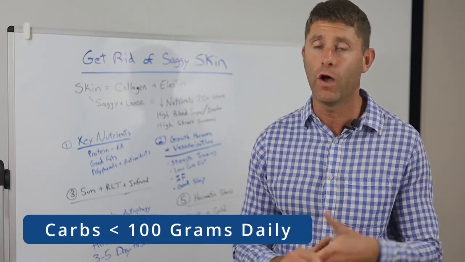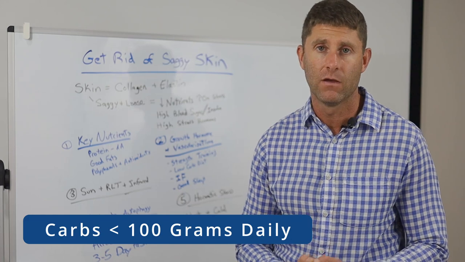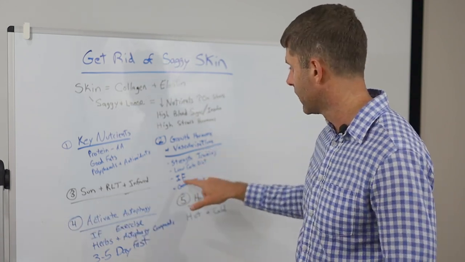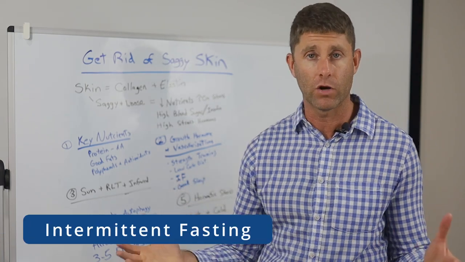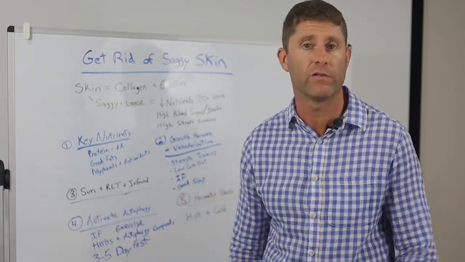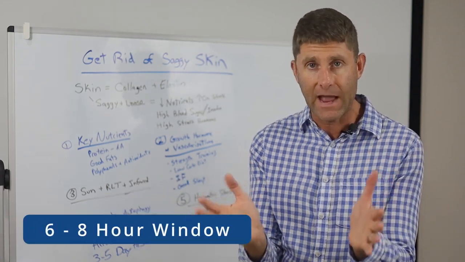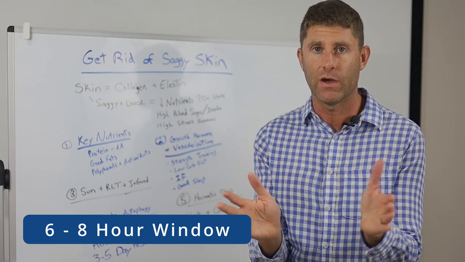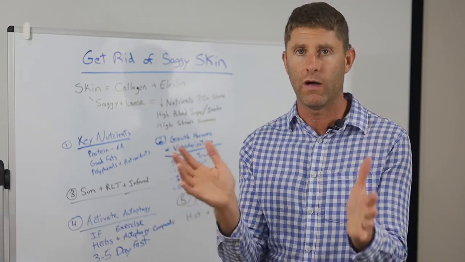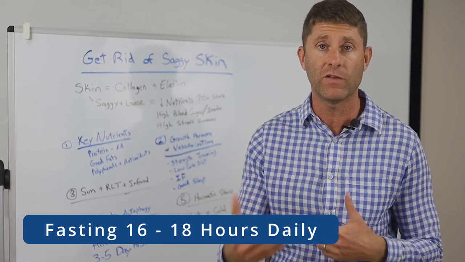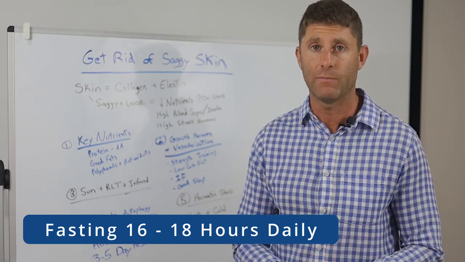Try to keep your carbs under 100 grams daily, and you're going to notice better benefits, more growth hormone release. Intermittent fasting, so going longer periods of time and compressing your eating window. I talk a lot about this, but compressing your eating window, eating your meals in an 8-hour window or a 6-hour eating window, let's say 12 to 6 or 12 to 8, something along those lines, and then fasting the other 16 to 18 hours on a daily basis.